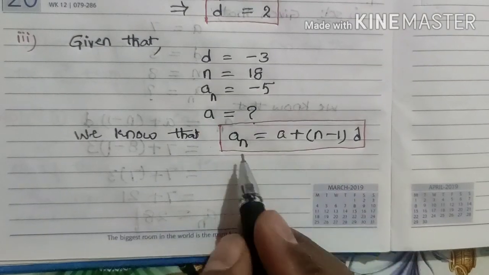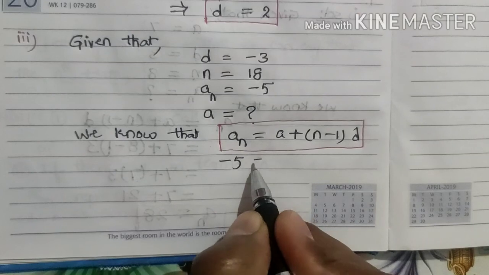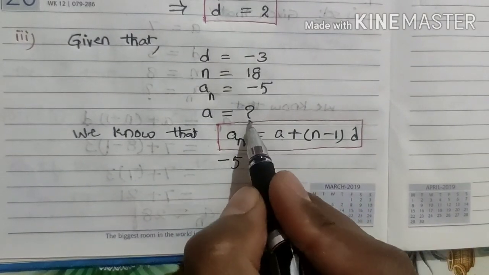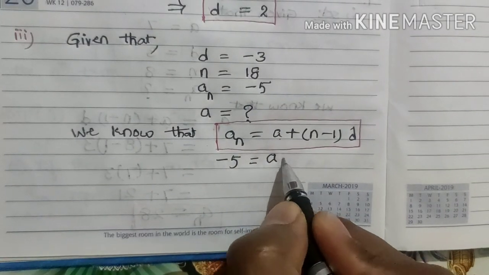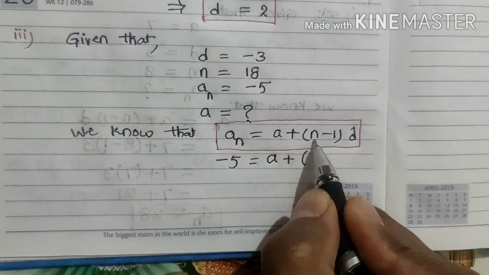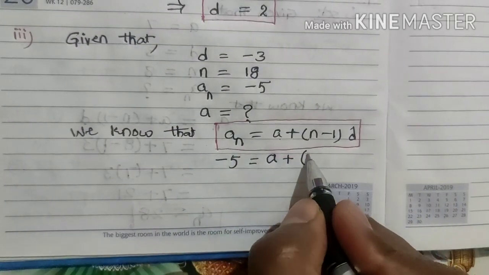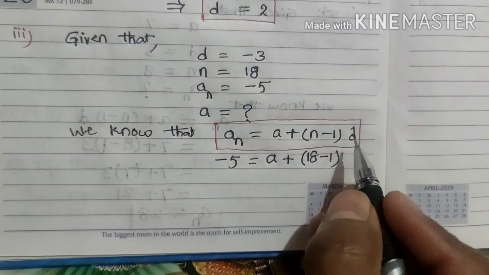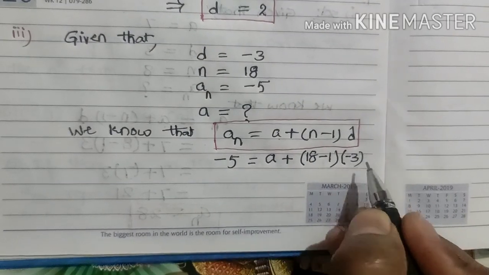a_n value is minus 5, so instead of a_n you can write minus 5 is equal to a. What is the value of a? We have to find it, so we don't know the value of a. For some time you write a as a only, plus in bracket n minus 1. n value is 18, so n minus 1 will be 18 minus 1, multiplied with d. d value is minus 3, so you can write minus 3 like this.